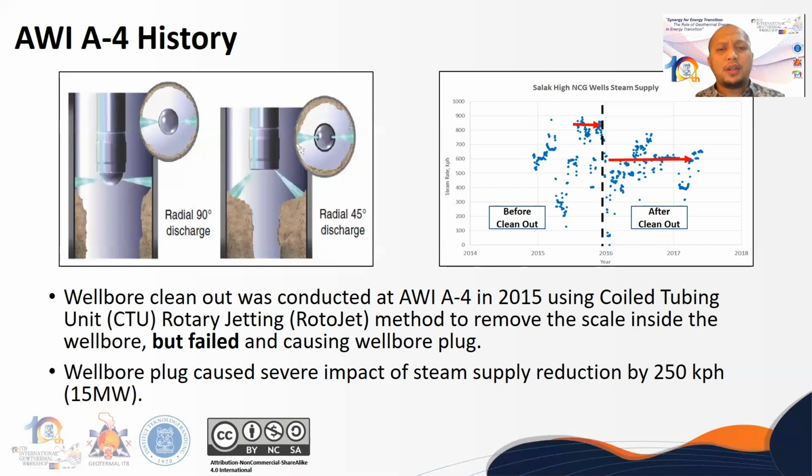Well clean out was conducted at AWI-4 in 2015 using coil tubing unit with rotary jetting, or rotojet, method to remove the scale inside the wellbore, but it failed and caused another problem, which is wellbore plug. This wellbore plug caused severe impact to the steam supply in Salak field, a reduction of steam by 250 kPa or about 15 megawatt.